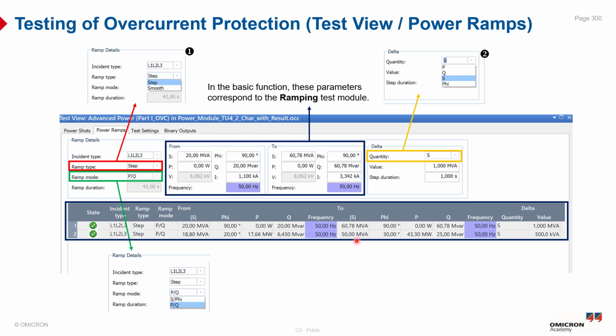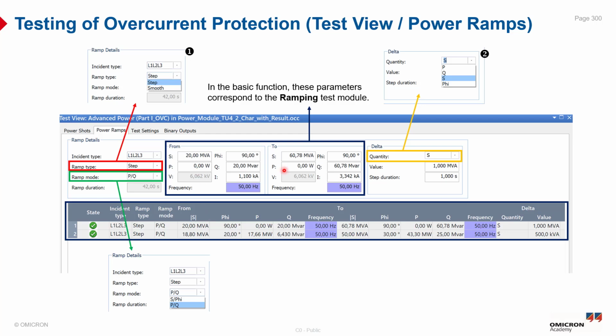So to talk about how to test the overcurrent protection, here is the test view of the power ramp. So here is the test view in the advanced power module. We have a power shot tab, we have a power ramp tab, and we are using now the power ramp for identifying the pickup and the drop off of the overcurrent protection. And as you can see, you can define the incident type to be 3-line. Also, you can define the ramp type to be step or smooth ramping, and also the ramp mode here to be used in V over Q or S and phase angle indicated by phi.